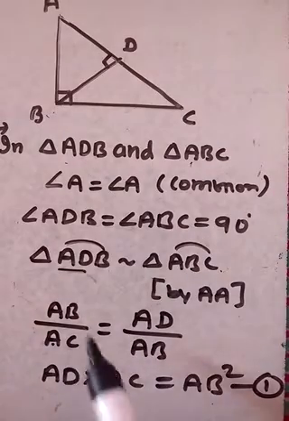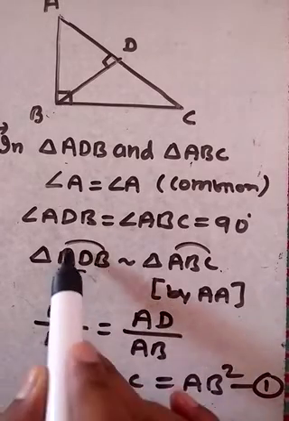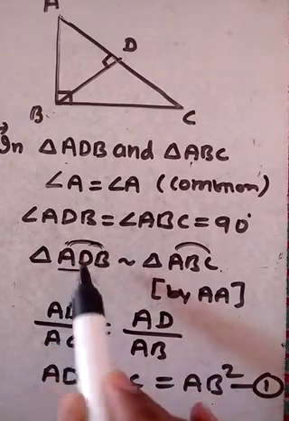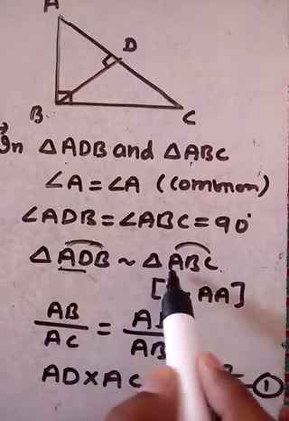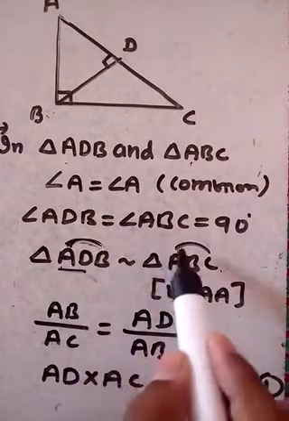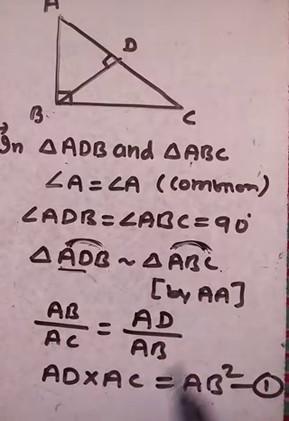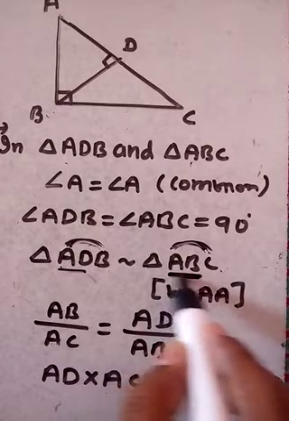So we use AB. We see here AB is in this. At first we select AB because you need AB. So triangle ADB is similar to ABC. Then AB is selected from here, then AC from the other side. Then AB by AC. And AB is again on this side here.